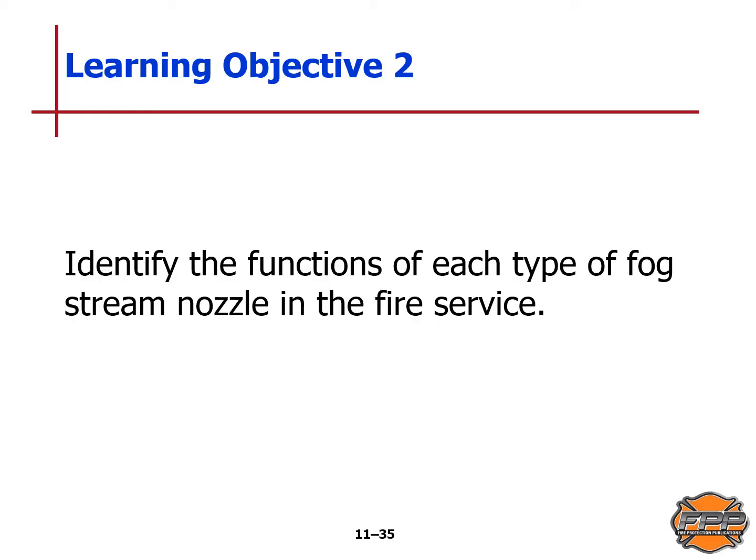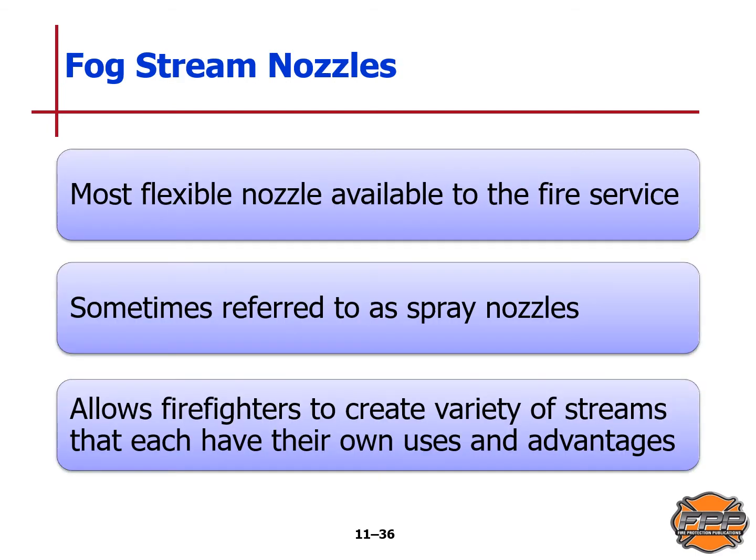Learning objective 2 will identify the functions of each type of fog stream nozzle in the fire service. Most flexible nozzles available to the fire service are fog stream nozzles. They're sometimes referred to as spray nozzles, although honestly I've never heard them referred to that way. Generally everybody calls them fog nozzles. These allow firefighters to carry a variety of streams that each have their own uses and advantages.